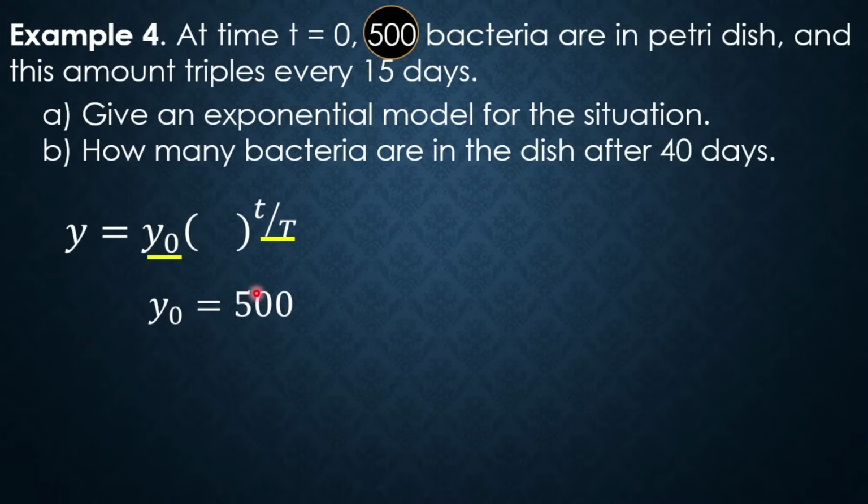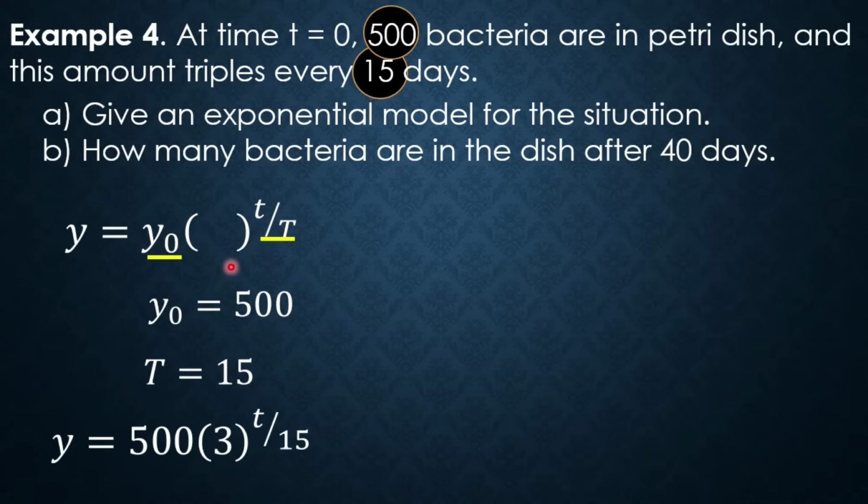Next, yung capital letter T, that is the unit of time. So ano ba yung units of time natin dyan? So that is 15 days. So therefore, papalitan natin to ng 15. So we can represent our exponential model in this situation by y is equal to 500 times 3. Bakit 3? Because of the word triples. Okay? Raised to t over 15.